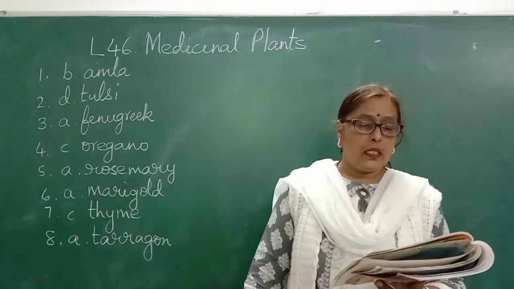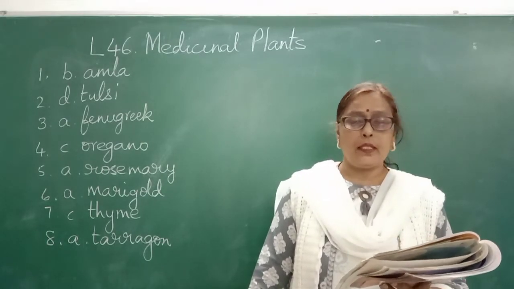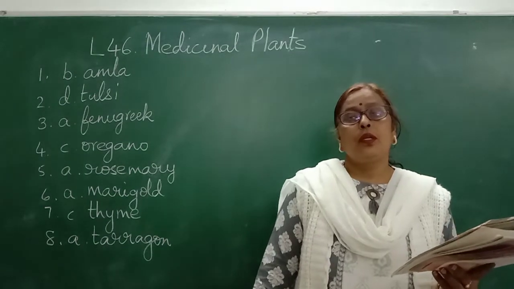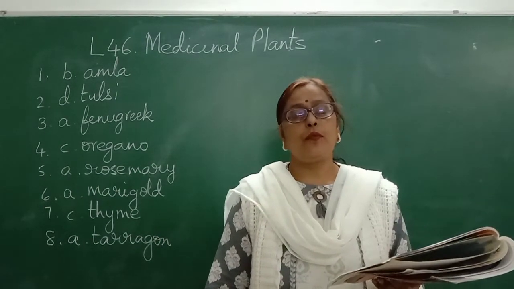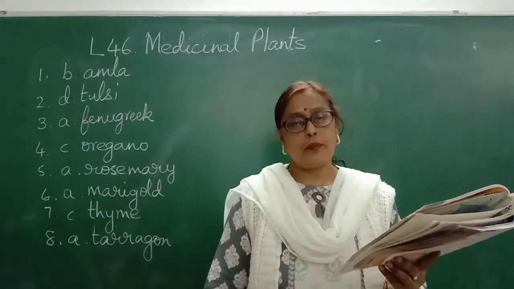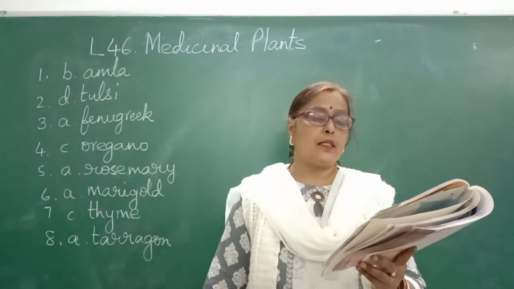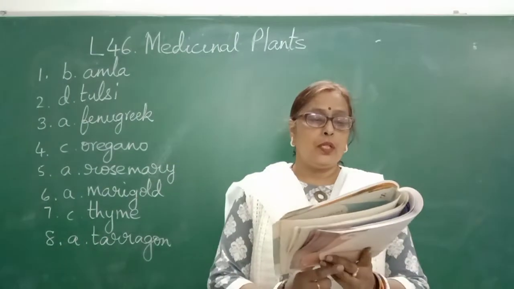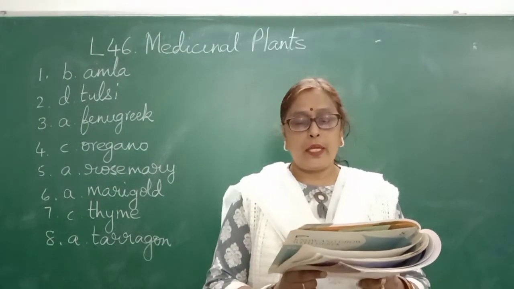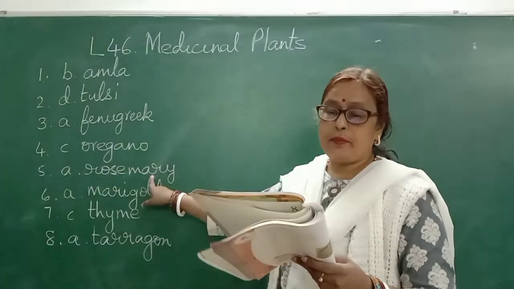Next one, the seeds of which of these plants are used to cure rickets, gout, and diabetes? Children, rickets is a kind of disease in which the bones of children become weak and soft due to lack of vitamin D. And gout is a form of arthritis in which there is severe pain in joints. And diabetes also is a kind of disease in which there is too much sugar in the blood. Now, to cure rickets, gout and diabetes, the seeds of rosemary plant are used.